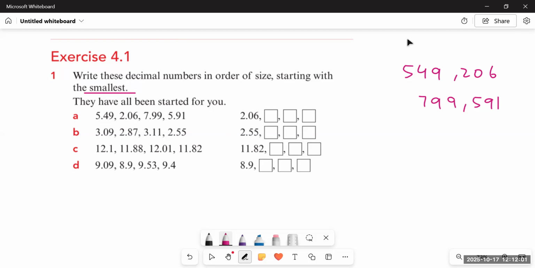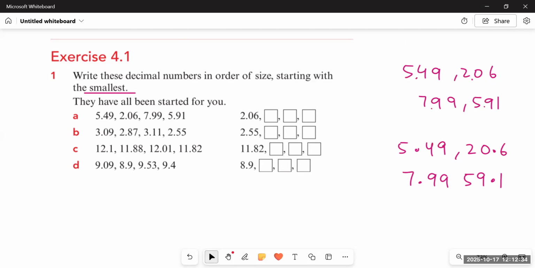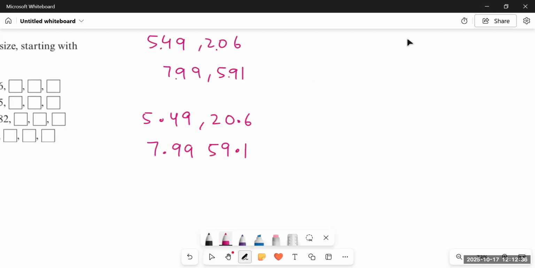But when we talk about decimals, so in all these decimals, if the decimals are placed after the first digit, then we can say that all of these decimals can be compared easily. But if the decimals are like placed 5.49 and then 20.6 and then 7.99 and then 59.1. So in some cases, the decimal is right after the first digit, but in some cases, in the other ones, the decimal is not placed right after the first digit. It's after the two digits.